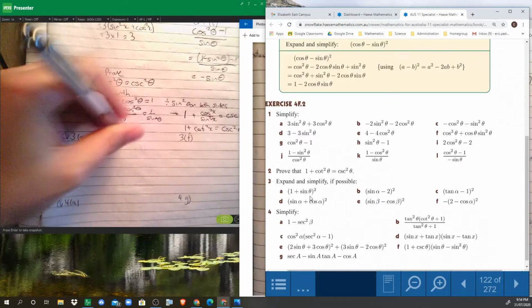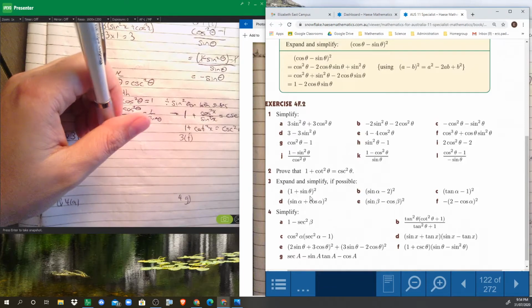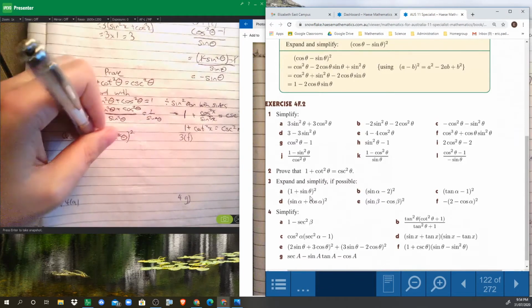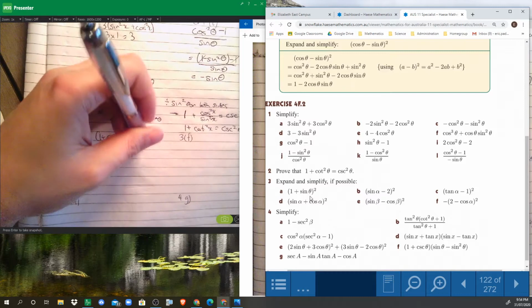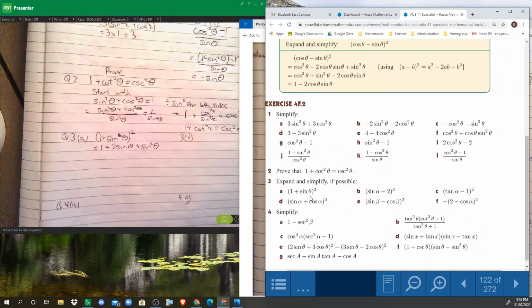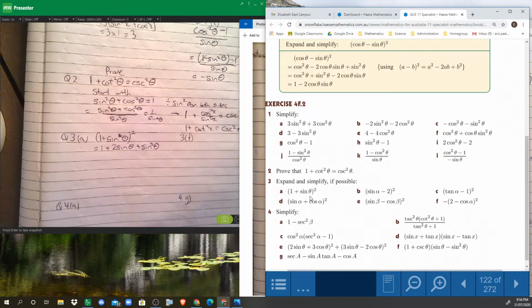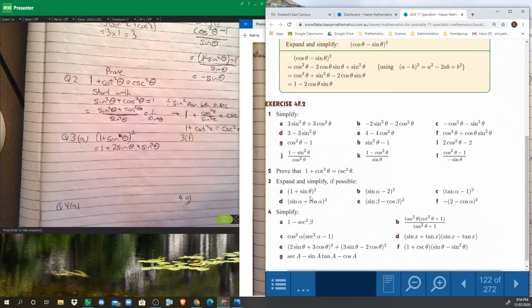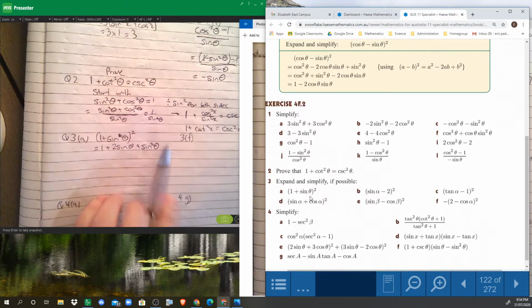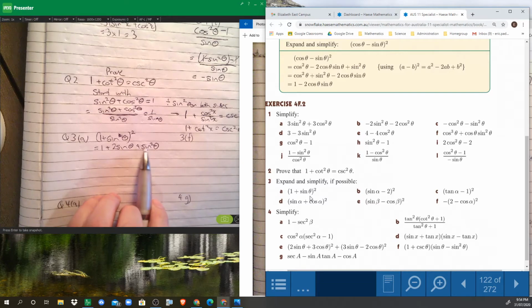1 plus sine theta, bracket squared, equals 1 plus 2 sine theta plus sine squared theta. I don't know what else to really do about that, not with the rule we've got so far. Expand and simplify. I suppose I could write it in terms of the squares. All I could do is replace it with 1 minus cosine squared, but I don't think it's going to make it any simpler that way.